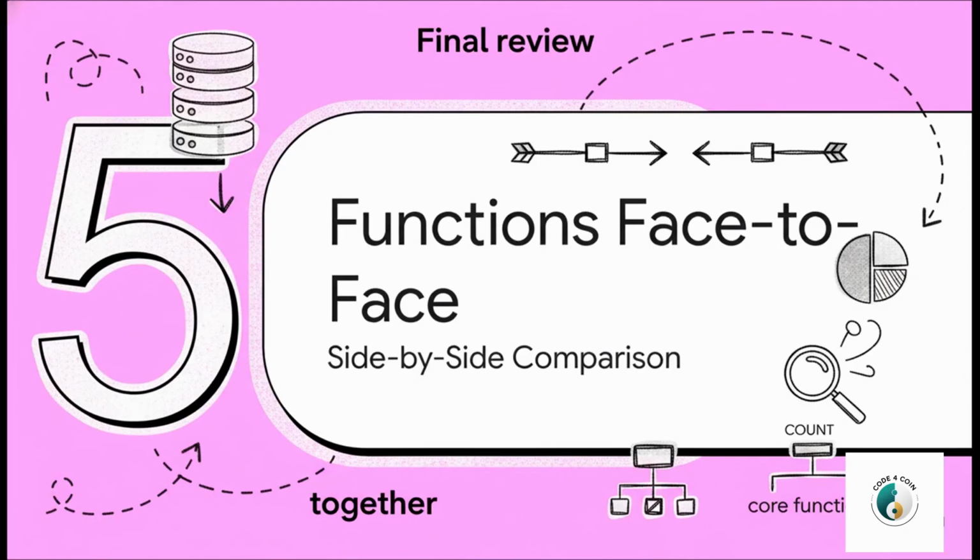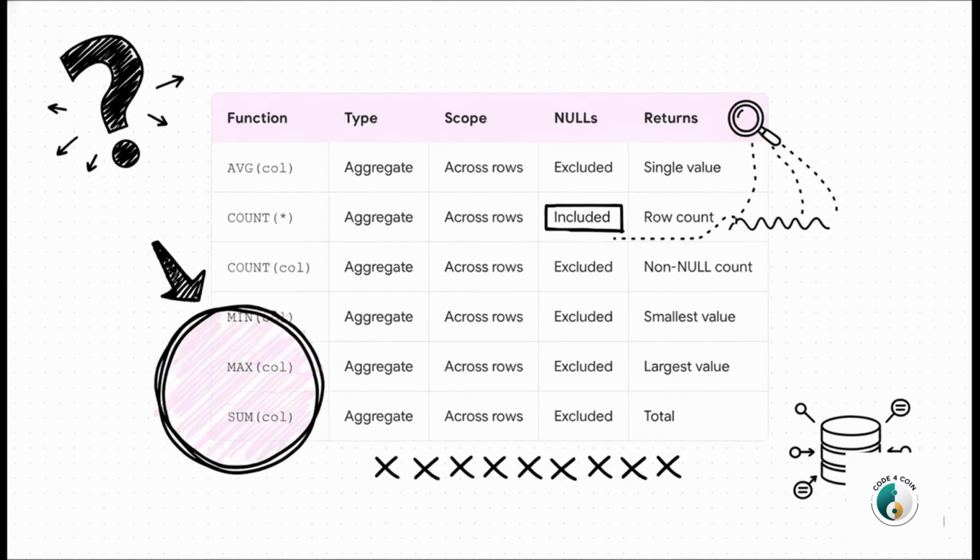All right, time to bring it all home. We've talked about the core functions, we've untangled that whole count situation, and we've looked at the difference between vertical and horizontal operations. Now let's put it all side by side and see how it all stacks up. Take a look at this table, and pay close attention to that column about nulls. Do you see the pattern? Pretty much every function we've talked about, average, min, max, sum, and count column, they all exclude nulls. They just ignore them. The one and only exception is our friend COUNT(*), and that's only because its job is just to count rows, no matter what's inside them.